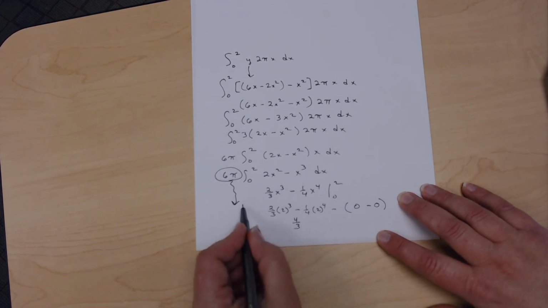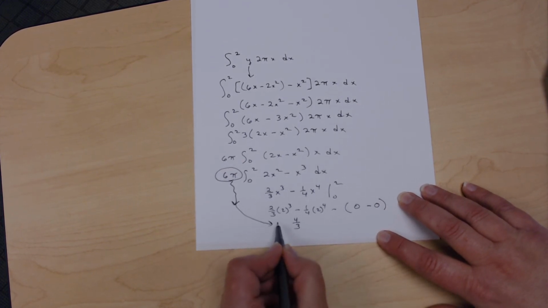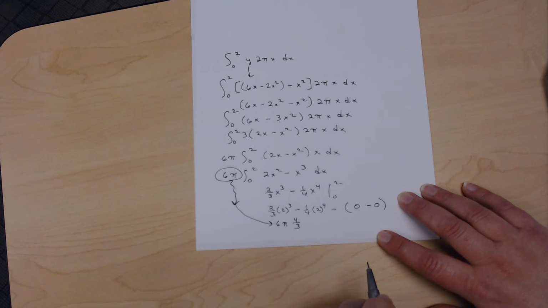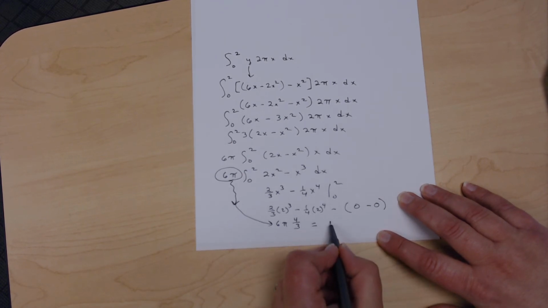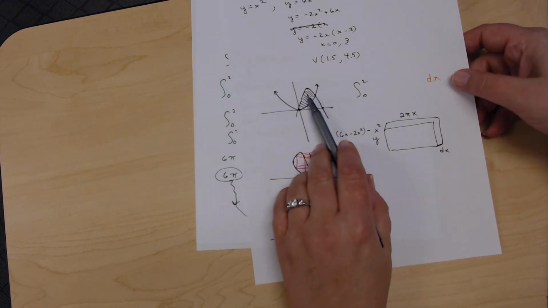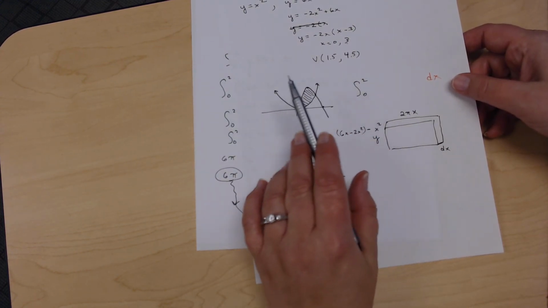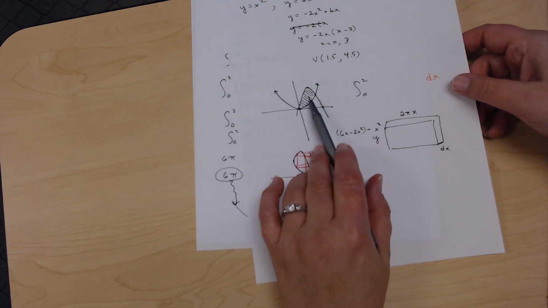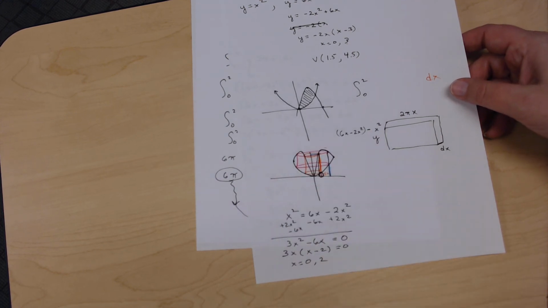And then we just have to take it times 6 pi. Oh wow, that turns out pretty nice, doesn't it? That actually gives us 8 pi. Okay. And what is that? That's the volume. If this piece was spun 360, okay, that's the volume of that piece.